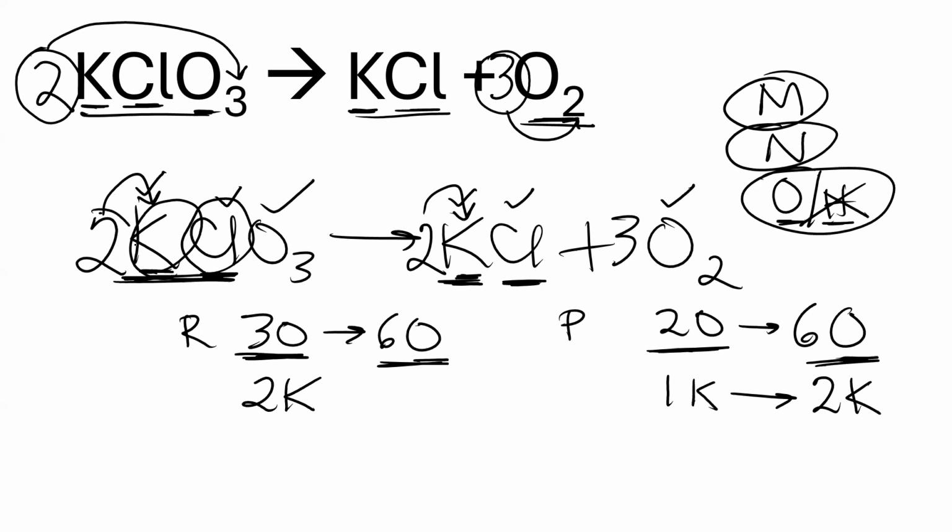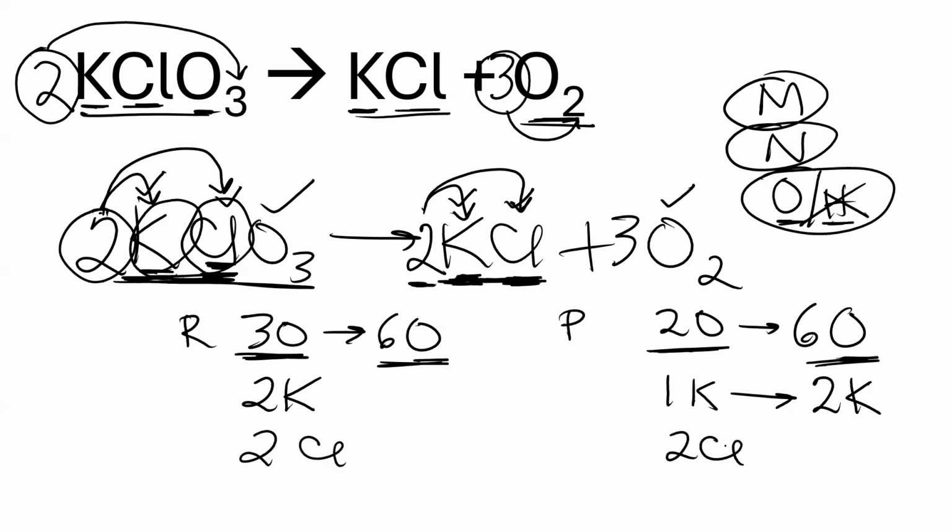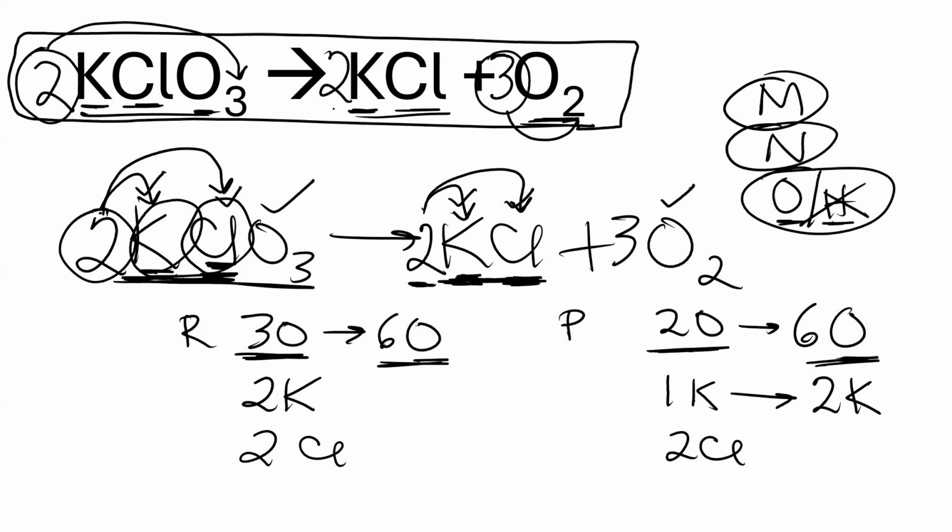Similarly, because we multiplied 2 to potassium chlorate, then we also multiply 2 to the chlorine on the reactant side. Incidentally, the 2 multiplied to potassium chloride on the product side also is multiplied to the chlorine on the product side, right? So that makes your 2 chlorine and 2 chlorine balanced already. So in that case, our balanced chemical equation would be 2 potassium chlorate forming 2 potassium chlorides and 3 oxygen molecules, right?